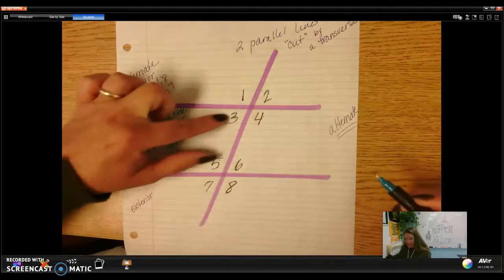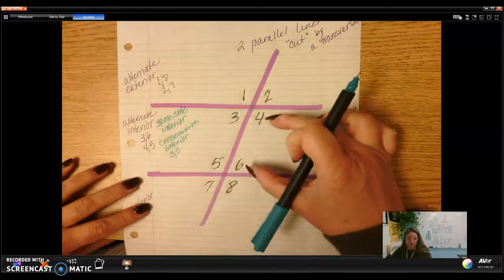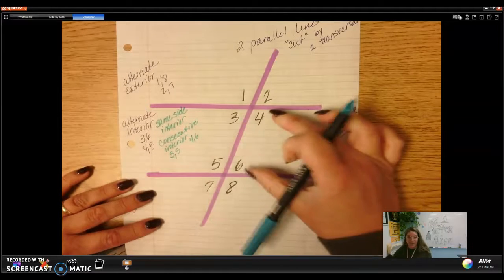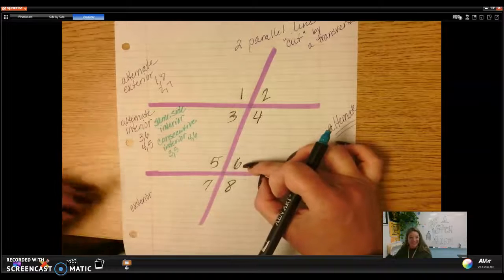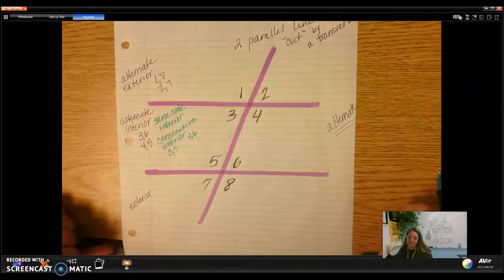They are same side interior angles. So is 4 and 6 because they're on the same side. They're consecutive, next to each other, this angle, then this angle, okay? And they are same side interior angles.